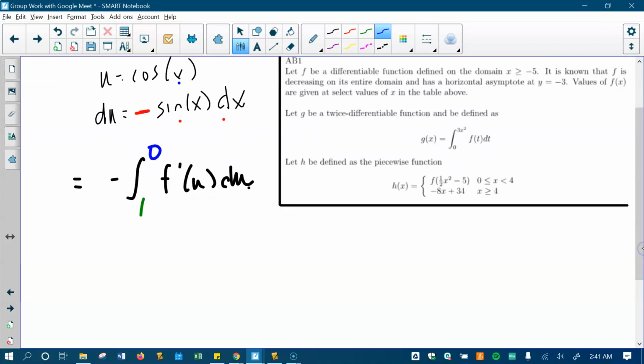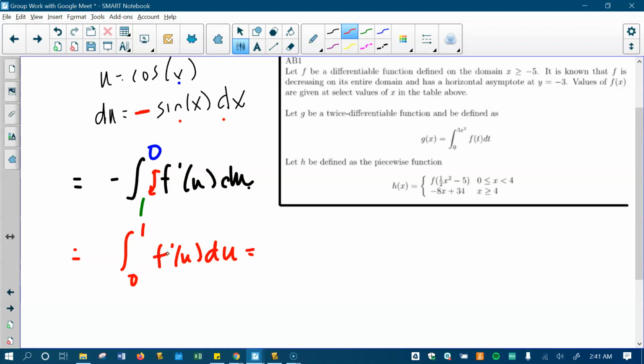Now I have this negative on the outside of the integral, which I'm not really a fan of. I try to minimize how many negatives I have for any integral. So what I'm going to do is switch these limits of integration around because I don't really like that they're backwards. And when I switch the limits of integration around, I take a negative out, which means now I get the integral from 0 to 1 of f prime of u du, and I like that better.